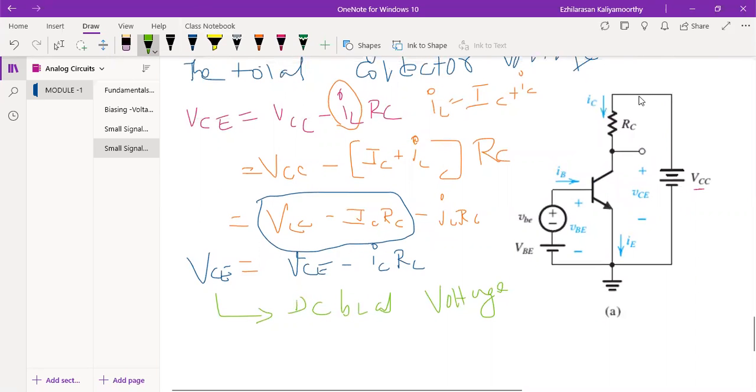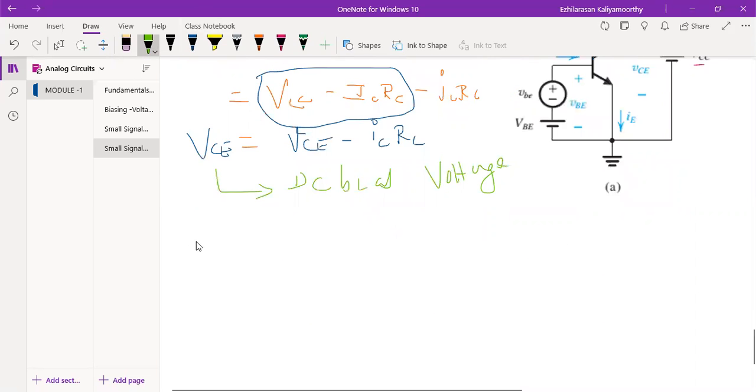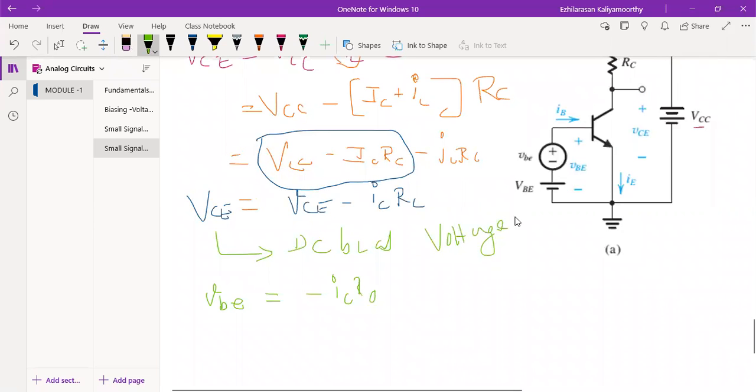At the collector terminal, how can we take the signal voltage? This is only small vce. This is nothing but the signal voltage. So let me write the signal voltage: it is equal to minus ic RC, where this minus represents that the output signal will have a phase shift of 180 degrees. This minus actually, because here you can see plus and minus, here also plus and minus. Now VBE, we need the VBE signal actually. That is nothing but minus ic RC.